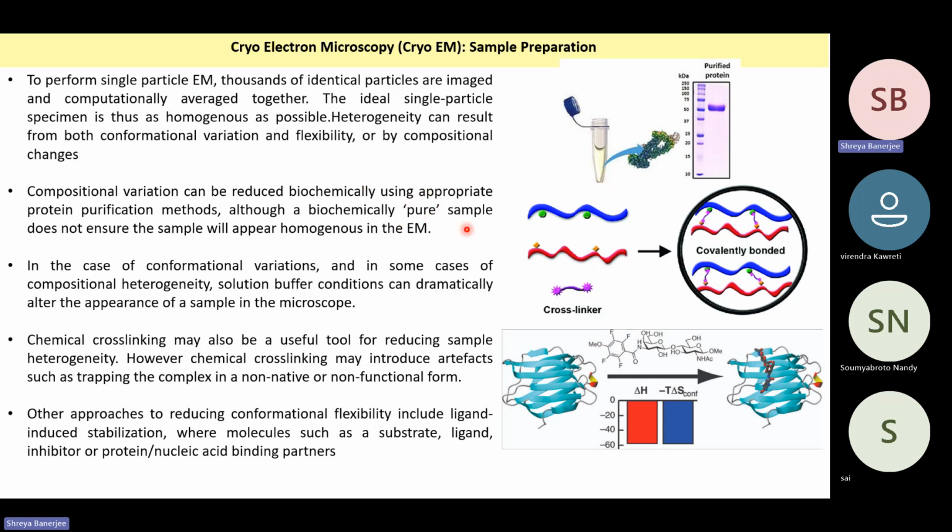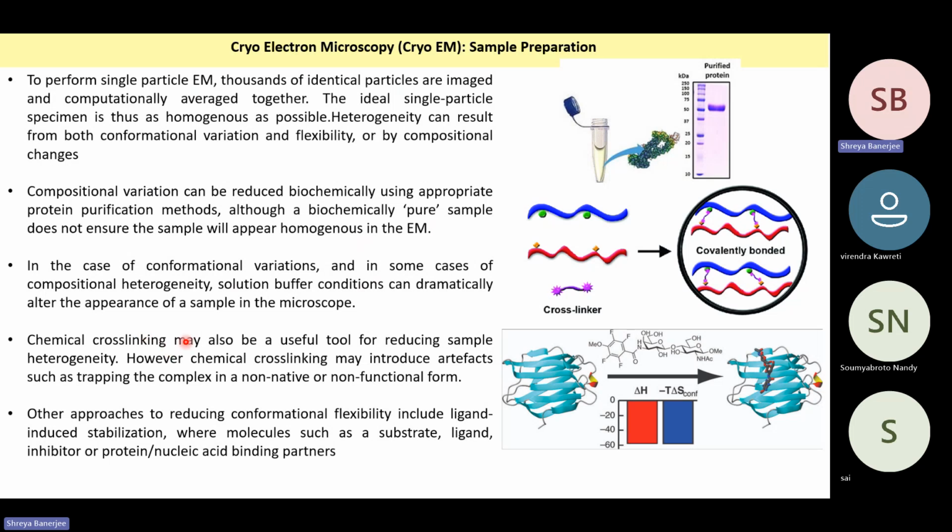However, just ensuring that a sample is biochemically pure does not ensure that the sample will appear homogeneous. So in that case, what needs to be done is that either you can change the solution buffer conditions. So this is a kind of trial and error method where you look at the sample in the microscope and you change the buffer conditions to such a place where the microscope gives the clearest image. So in that way, the buffer condition can be optimized to maximize the resolution.